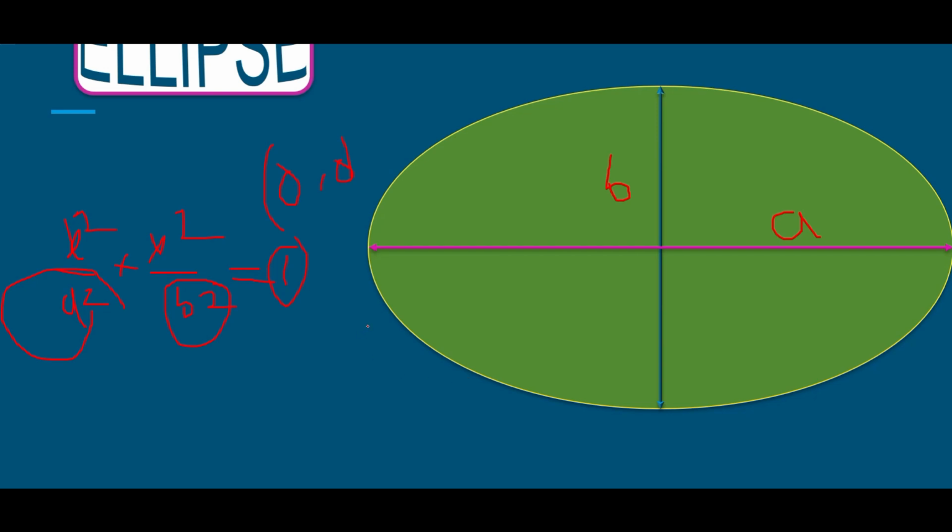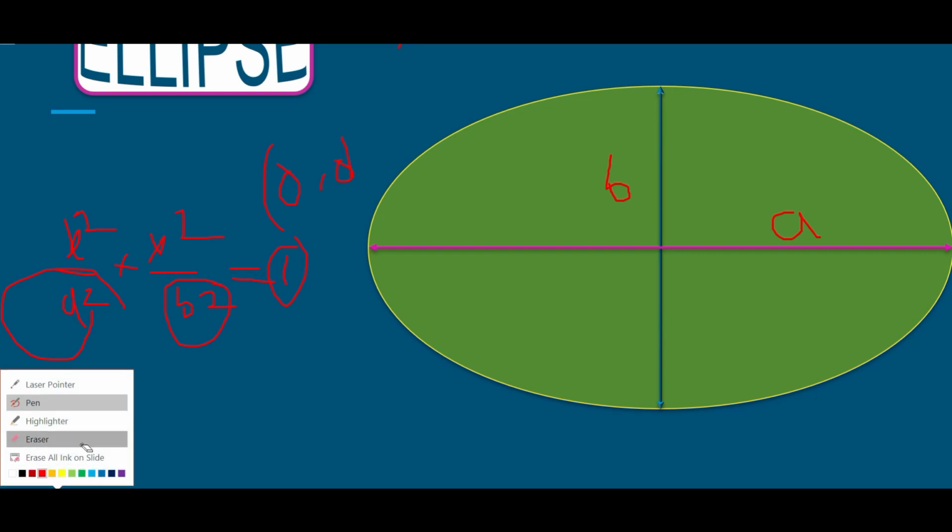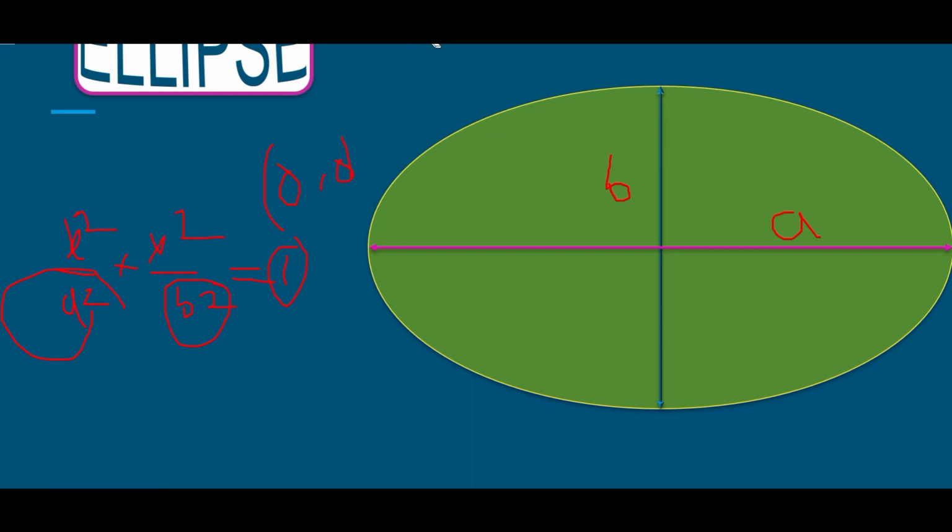So for that, what do you require to draw an ellipse? We need the values of x and y, meaning the center. Suppose initially we consider the center to be 0 comma 0. Then what else do you require? You require the value of a and the value of b.